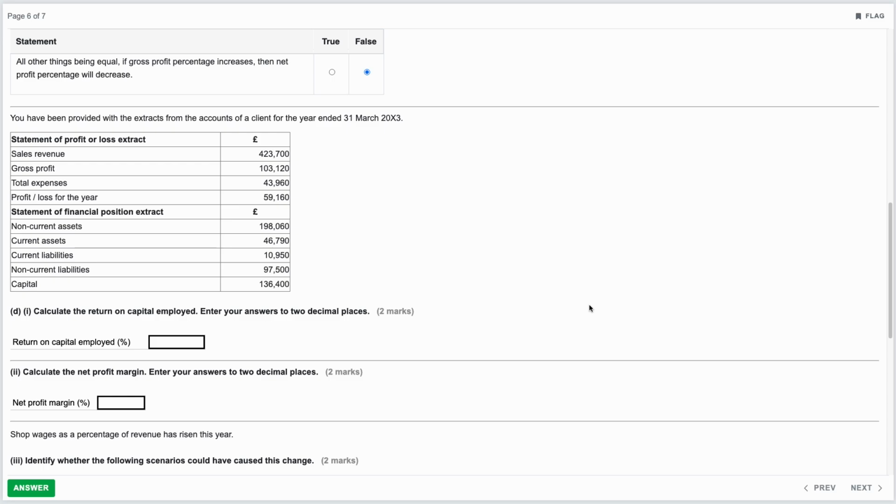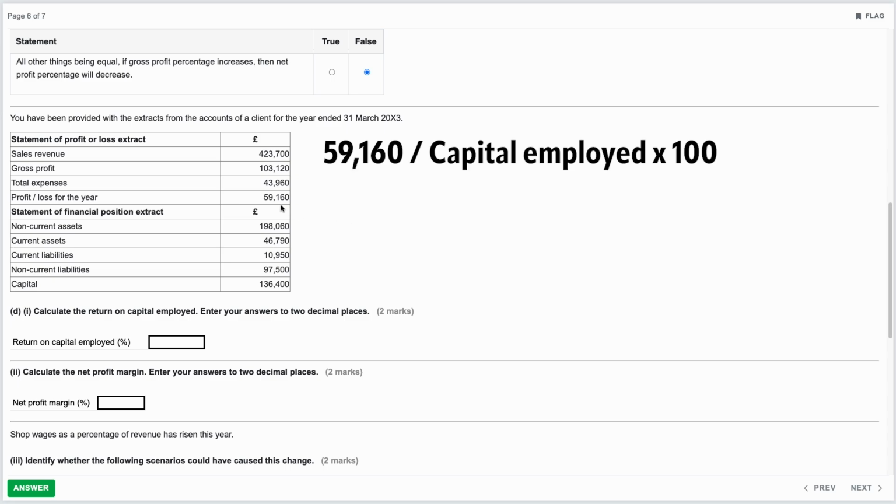So just to recap that very quickly, your capital employed figure can either be calculated as non-current liabilities plus capital, or total assets, which is your non-current assets plus current assets, less current liabilities. They will give you the same figure. So to calculate our return on capital employed, all I would do is take our profit or loss of 59,160 and divide that by our capital employed.